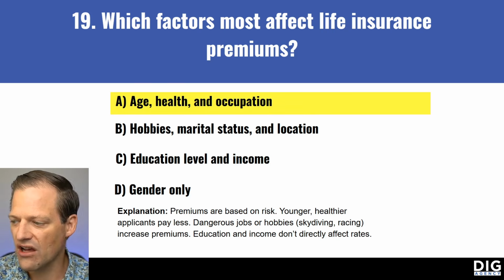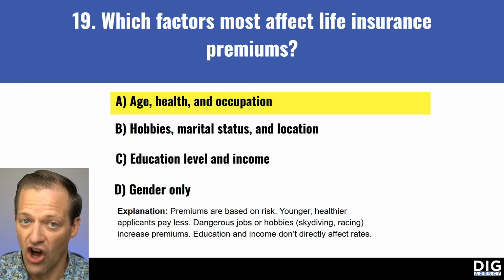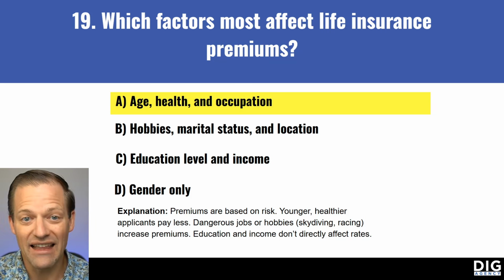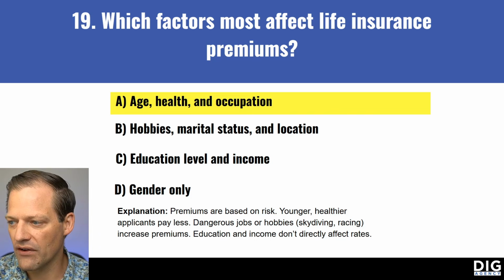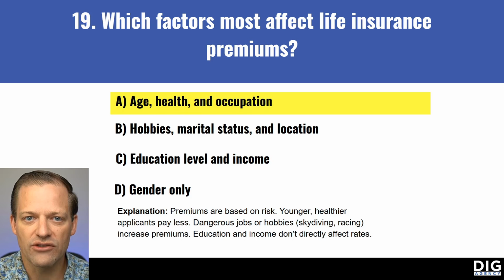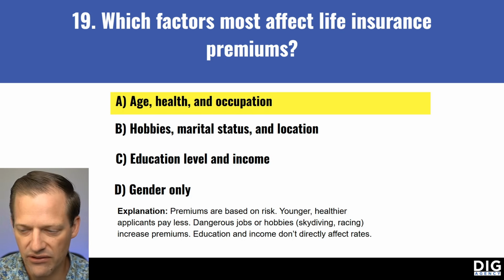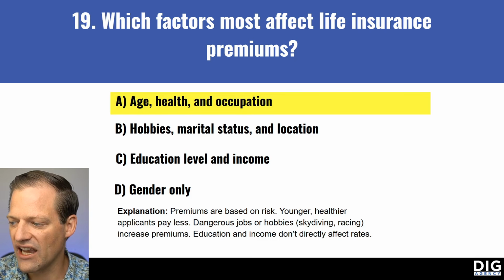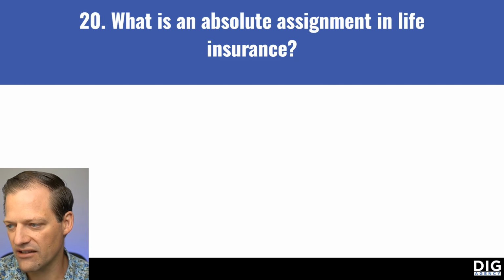Premiums are always based off of risk, and typically the younger and healthier you are, the less you pay. However, if you do crazy things like skydive, race, drive fast cars, that could impact the premium level that you pay. And education and income don't directly affect rates either.